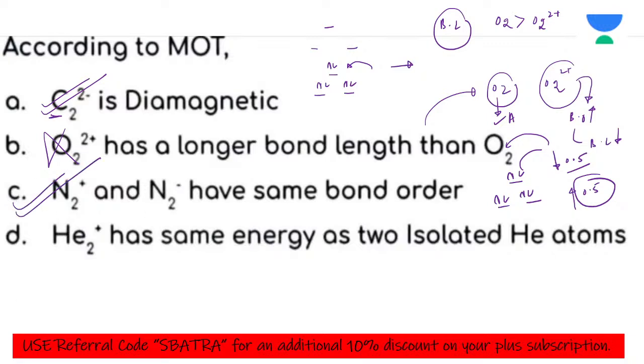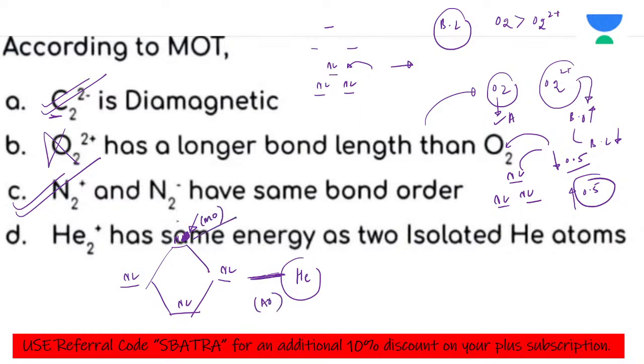He2 positive has same energy as two isolated helium atoms. Now you have helium, that means 1s2. You have four electrons like this. Helium 2 positive means you have only one electron in antibonding. If you have one electron in antibonding and you have isolated helium atoms, this is the level of orbitals. You have an electron in this orbital in He2 plus, and an electron in this orbital in helium. This is your atomic orbital, this is your molecular orbital.